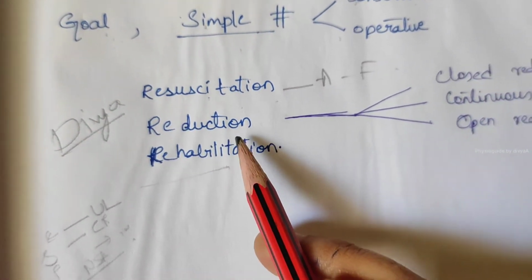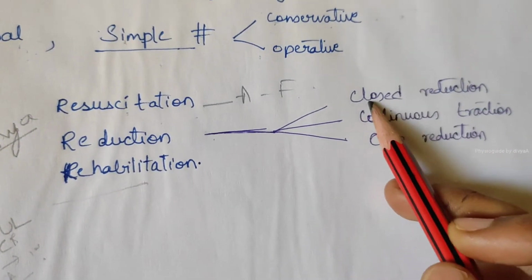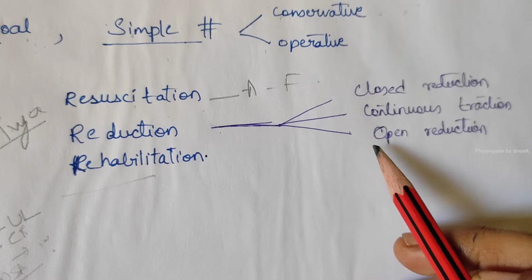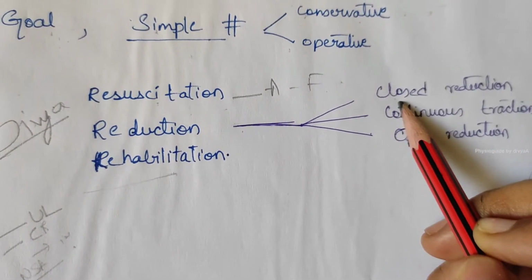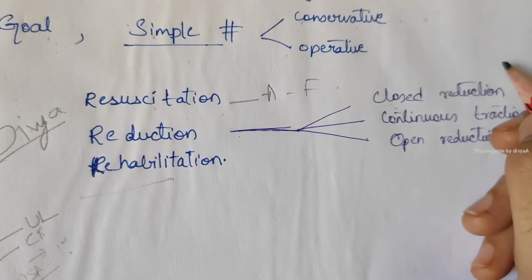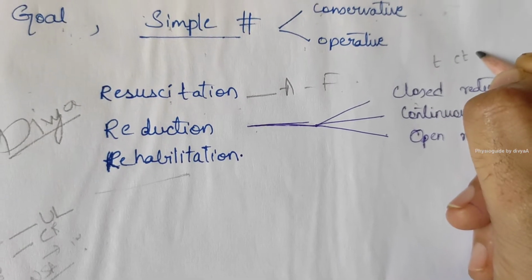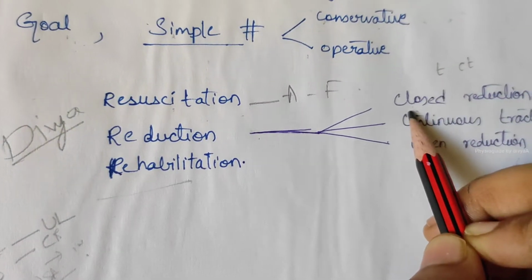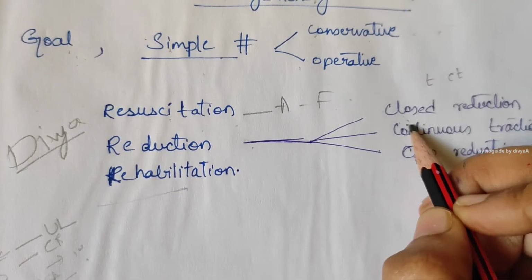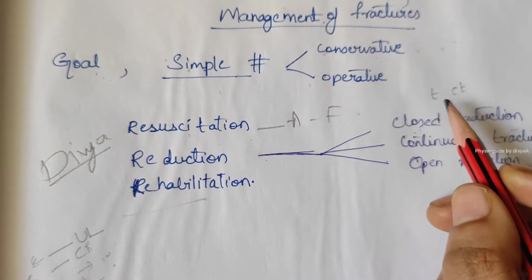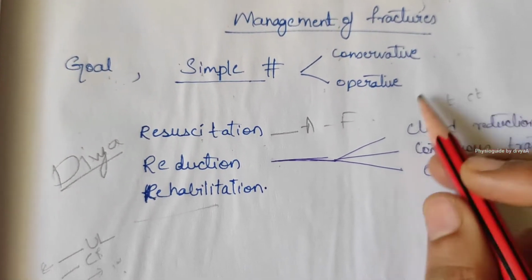Next one, reduction. In this, by giving general anesthesia, closed reduction, continuous traction, and open reduction have to be done. Closed reduction is a technique followed by the traction and counter traction method. This is to be done by a properly skilled and expert person. If it is not done by an expert using the proper technique, malunion is seen.